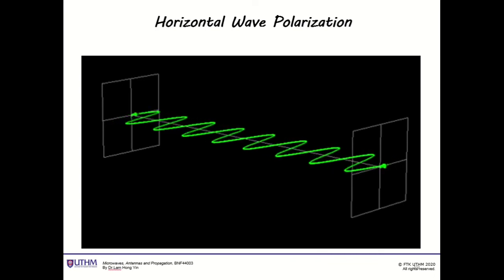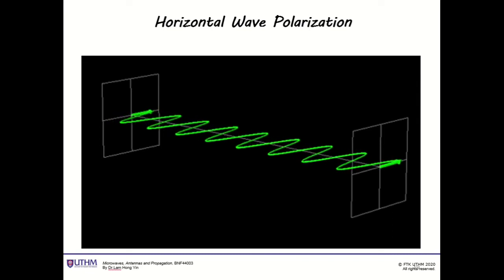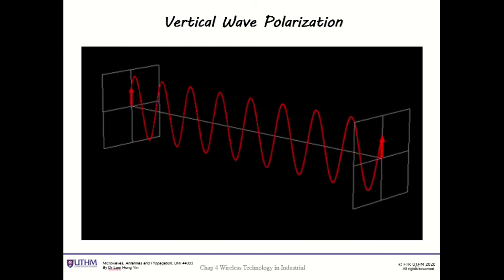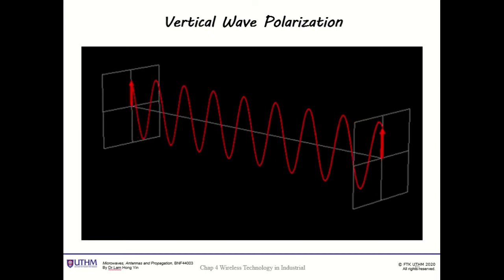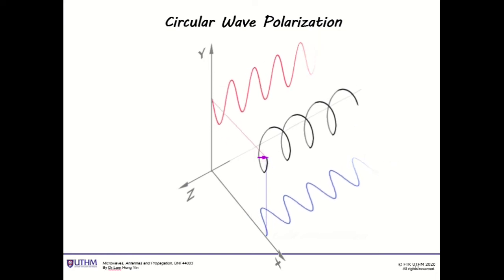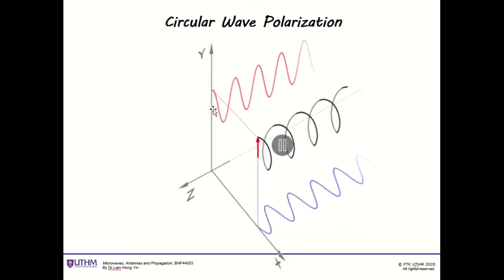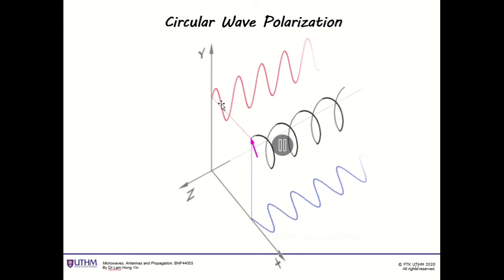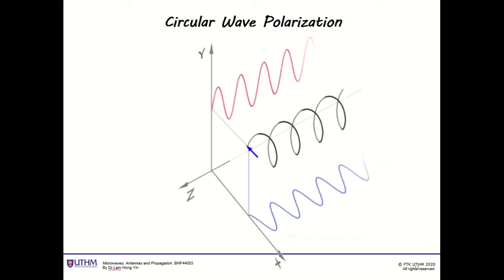This is the horizontal wave polarization for the magnetic field, and this is the vertical wave polarization for the electric field. We also have circular wave polarization, which is a combination of electric and magnetic fields with different phase. With different phase, it produces a circular wave polarization.